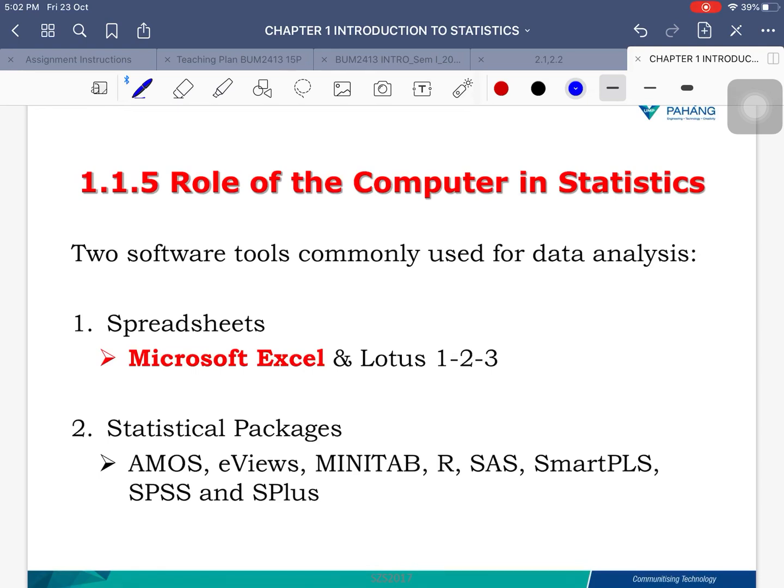It should be at least 70 data, or it could be more. The thing is that as the data gets bigger, it's not possible for you to use your calculator to calculate the statistics, the statistic values that you need anymore: the mean, the variance, the standard deviation, and so on. It's going to be a hassle.